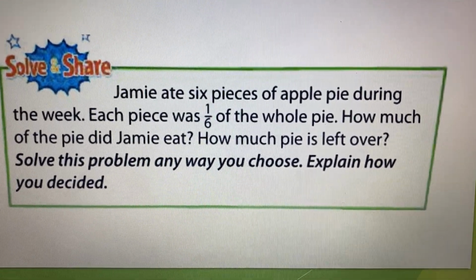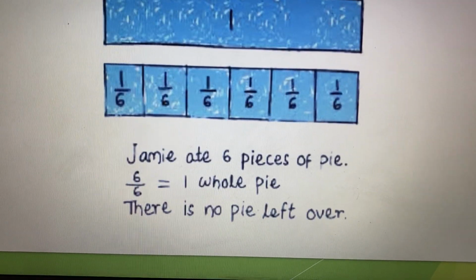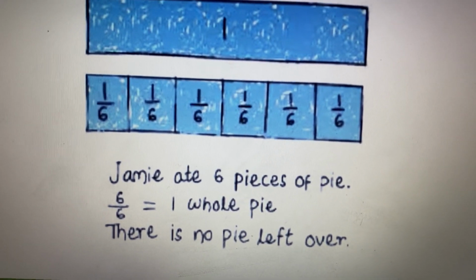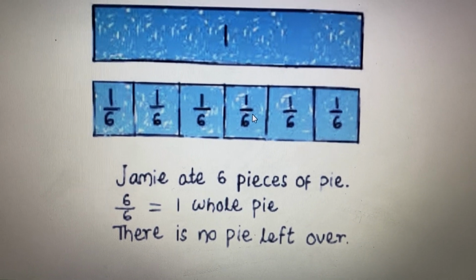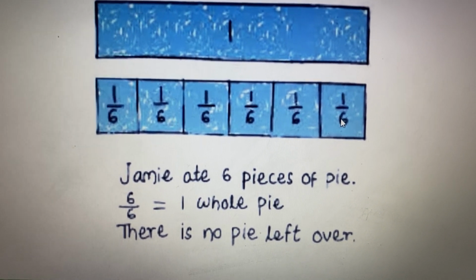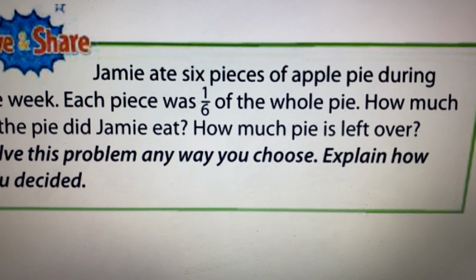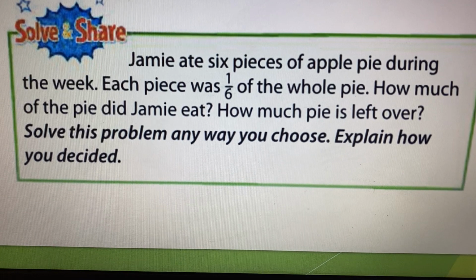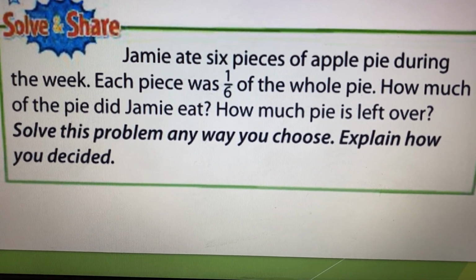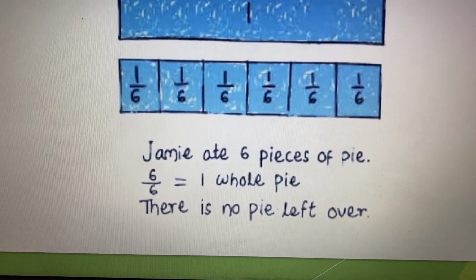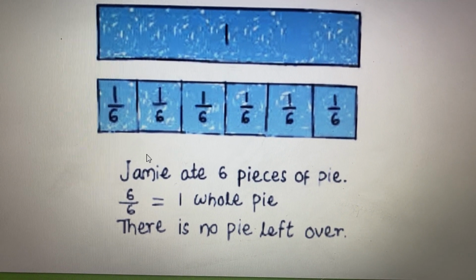So, she has a pie. The pie, she divided it into 6 equal parts, right? 1, 2, 3, 4, 5, 6. She has 6 days, right? She has 6 pieces. She ate every day 1 piece. Okay? So how many pieces did she eat by the end of the week?